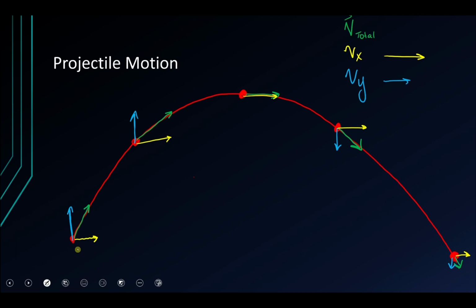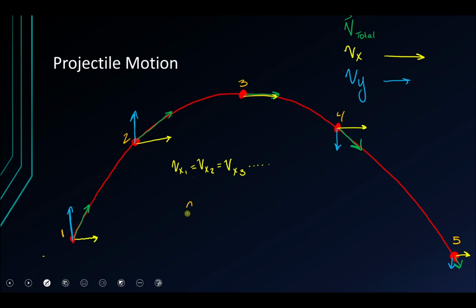So I know that if I consider this, let's call this position 1, 2, 3, 4, and 5, right? I know that my velocity in the x direction at position 1 has to be equal to the velocity in the x direction at 2, has to be equal to the velocity in the x direction at 3, etc., etc.